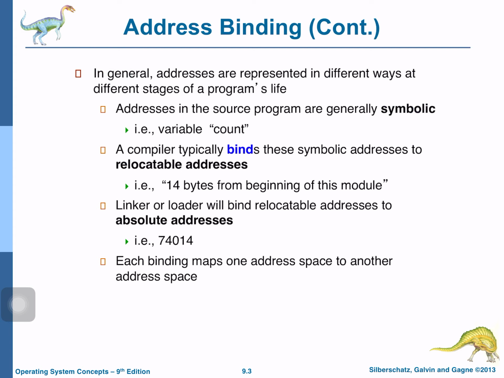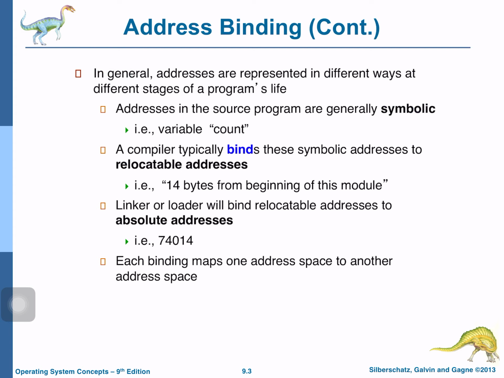Okay, so in general, addresses are represented in different ways at different stages of a program's life. You have the program, and in your program you will have lines of code. How do we identify the code? It is through addresses, and these addresses are known as symbolic addresses, relocatable addresses, or absolute addresses. Addresses in the source program are generally symbolic addresses. For example, your first line is variable count. That is the symbolic address.